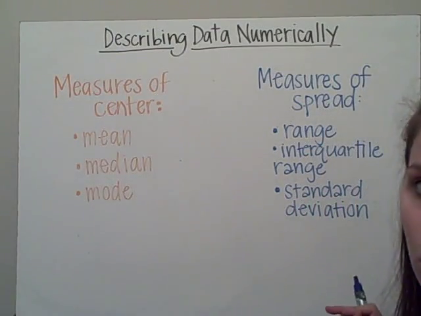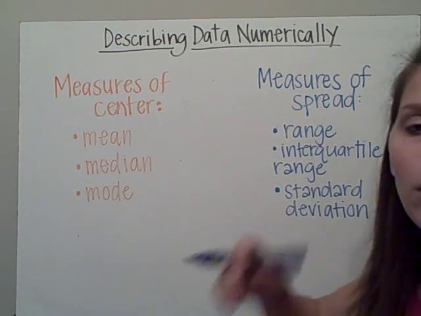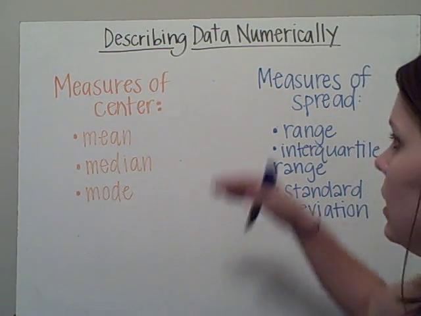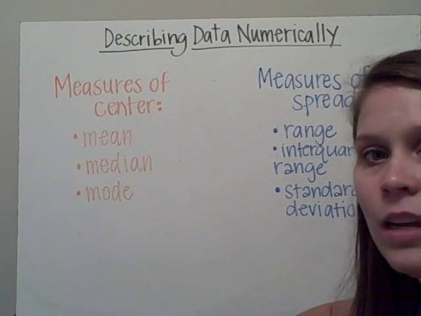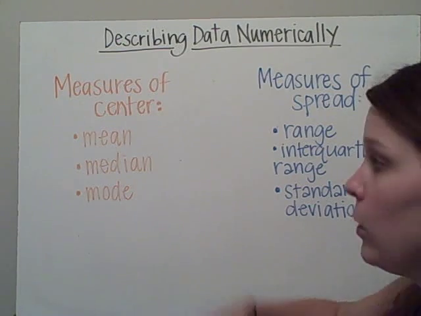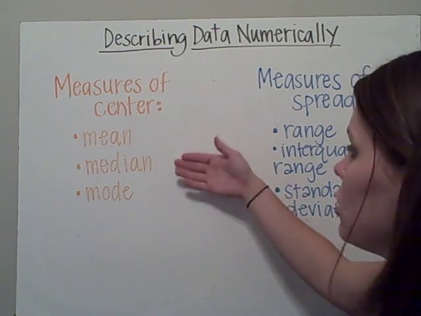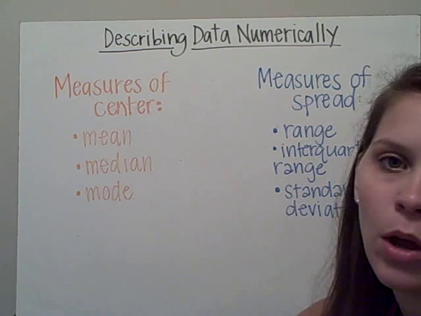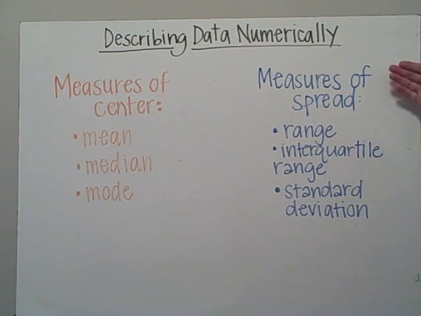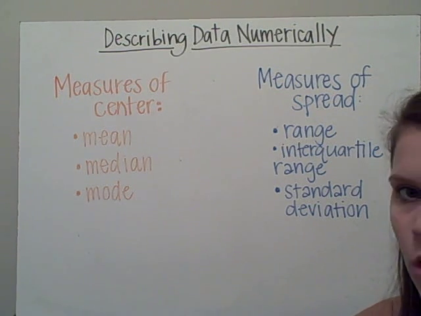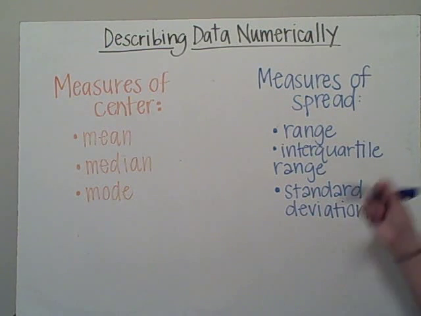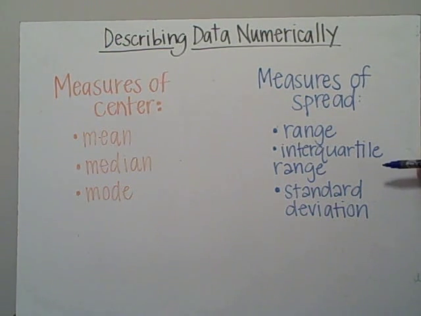And if you decide to describe data numerically, there's going to be two main ways. Measures of center, which is also called measures of central tendency, which in these you should be familiar with. The mean or the average, your median, and your mode. The other one is measures of spread, which is also called measures of variation, how much the data varies between each other. And those include your range, your interquartile range, and your standard deviation.